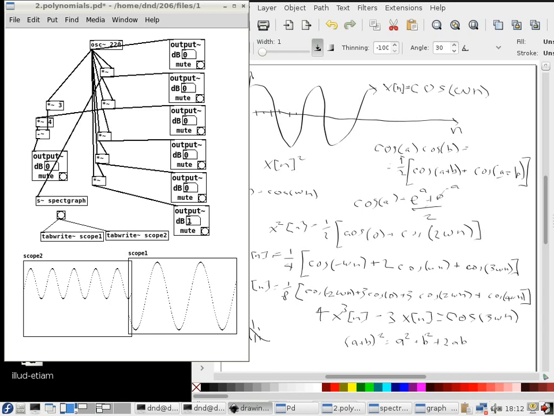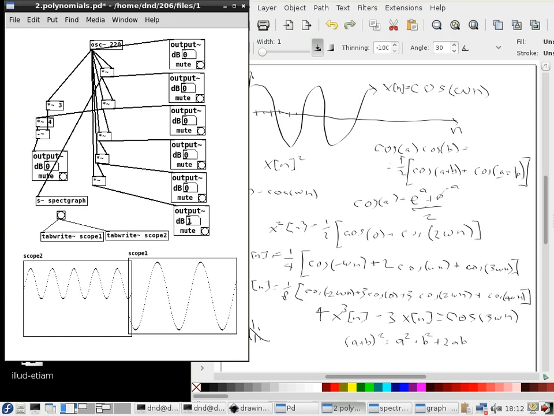These things have a name, by the way. They're called the Chebyshev polynomials. The polynomial is 4x cubed minus 3x, and it's a polynomial which takes cosine and turns it into cosine of 3 times as much. It's a wonderful thing to know about, and they exist all the way up to infinity. All right, so save this.